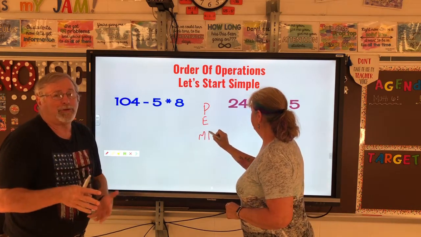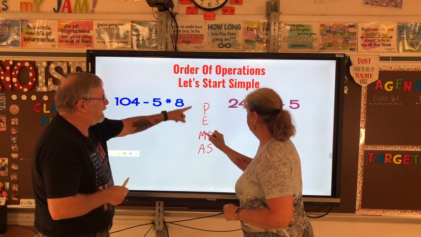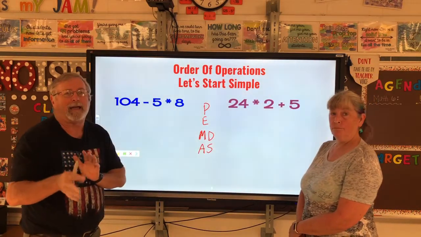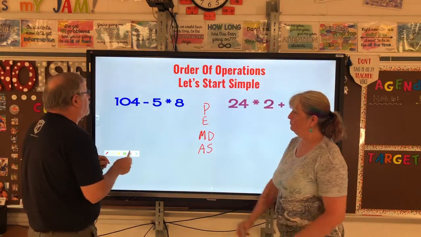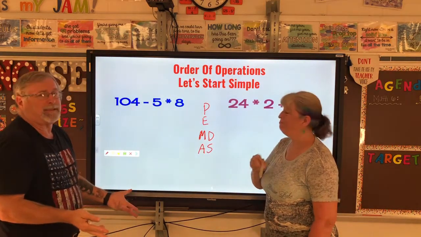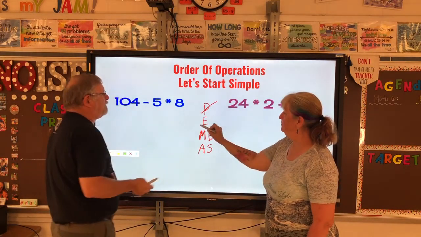So anytime you're doing an order of operation question, it's a really good idea to go ahead and write this down. It kind of helps you remember. So we're going to go through this kind of slow for you so you can figure out how to do these. So the first thing I'm going to look for, parentheses. Are there any parentheses in this? No. Oh, look, exponents? No exponents.